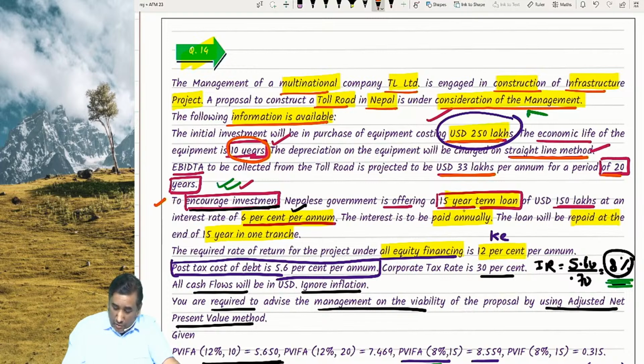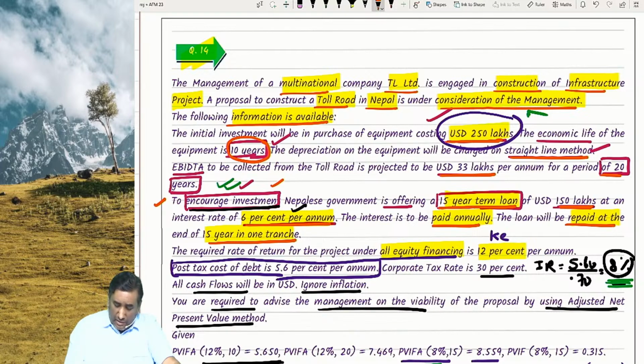To encourage investment, this line was important, the Nepali government is offering a 15-year term loan. Loan is for how many years now? 15, for USD 150 lakh at interest rate of 6%. Now this might not be the discounting rate, because to encourage investment they might be giving you a cheaper rate of interest. Your costing is coming at what? 6% interest. The interest is paid annually. Loan will be repaid at the end of the 15 years in one tranche. Your institute might have shown something alternative, but we will not do anything with the loan. Objective is interest will save tax.